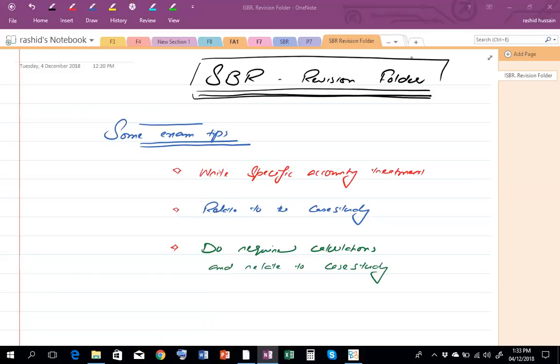So there are two ways. The double entry is the simplest way, the journal entry. If you see the news stream and the answers of the exam kit as well, you will see that they are just using double entries, journal entries, to describe the accounting treatment. The third and another important thing is to do the required calculation related to the case study.